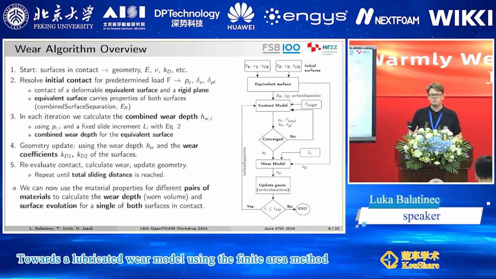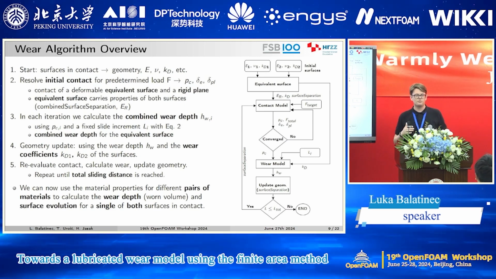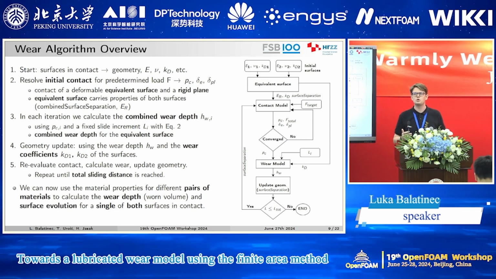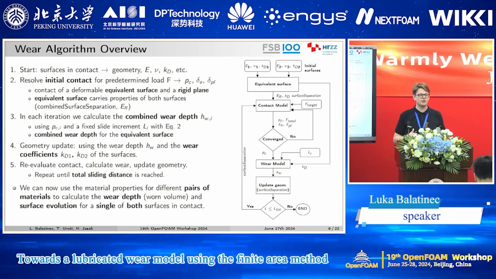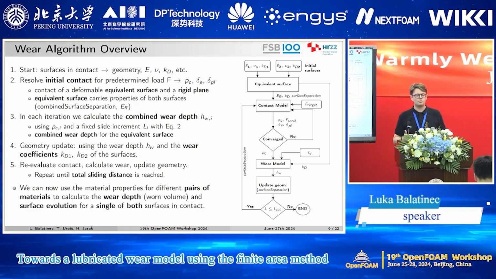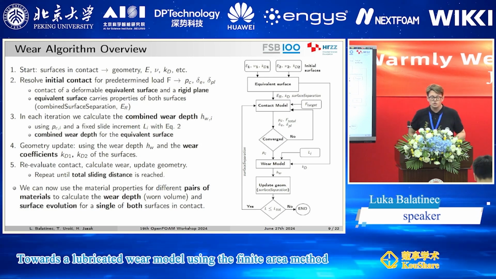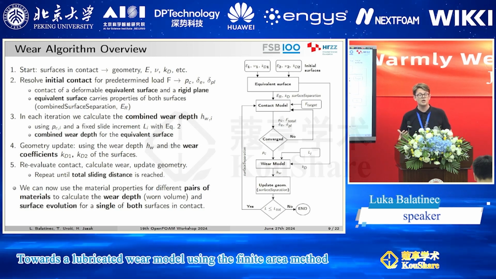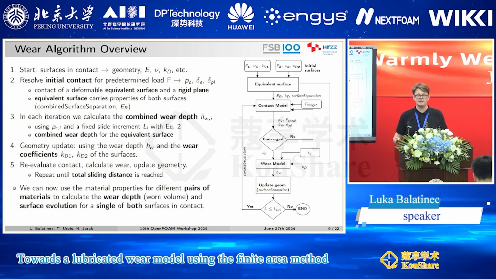Initially, we start with the two surfaces in contact, their geometry and their properties. First, we need to resolve the initial contact for a predetermined load, which we resolve as the contact between the deformable equivalent surface and a rigid plane, where the equivalent surface carries the properties of both surfaces in contact. Then, in each iteration, we calculate the combined wear depth, which is the wear depth for the equivalent surface, using the calculated contact pressure and the sliding increment.